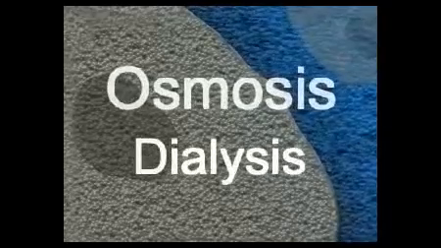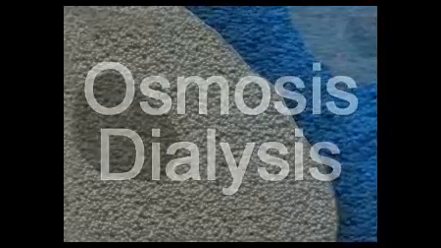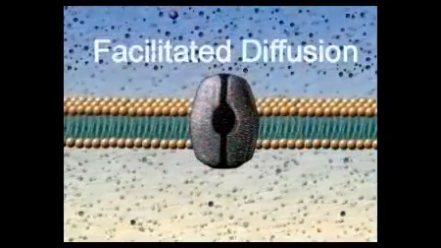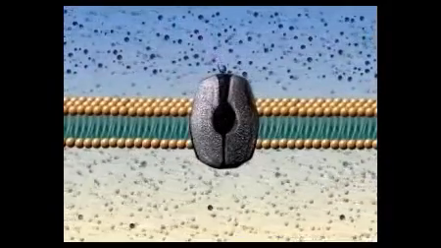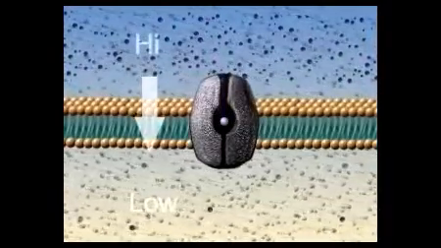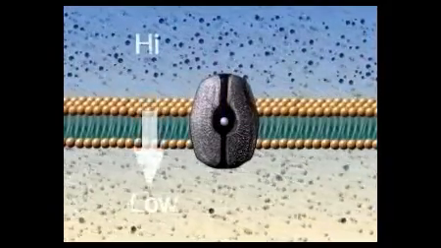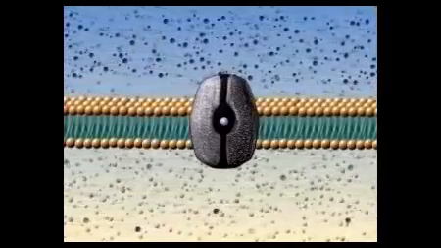Concentration gradients allow for the movement of materials. Osmosis and dialysis, both specific types of passive transport, use this concentration gradient of high to low. Another type of passive transport is facilitated diffusion. Since it is passive, the high to low concentration gradient is present. However, the process is facilitated by a carrier protein.